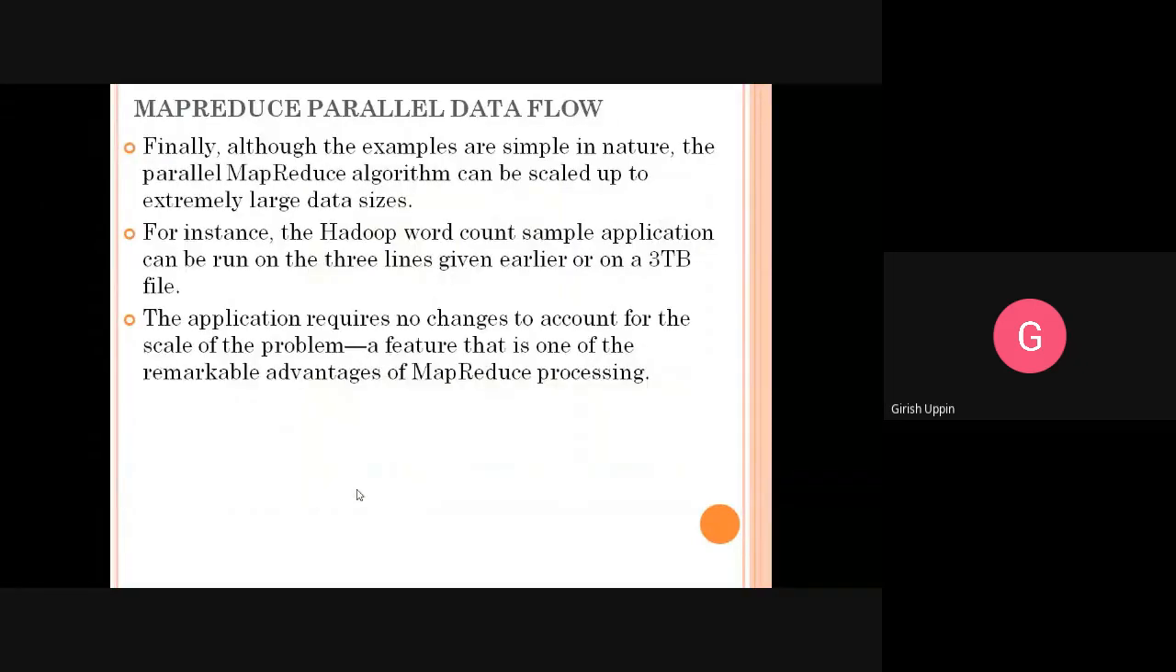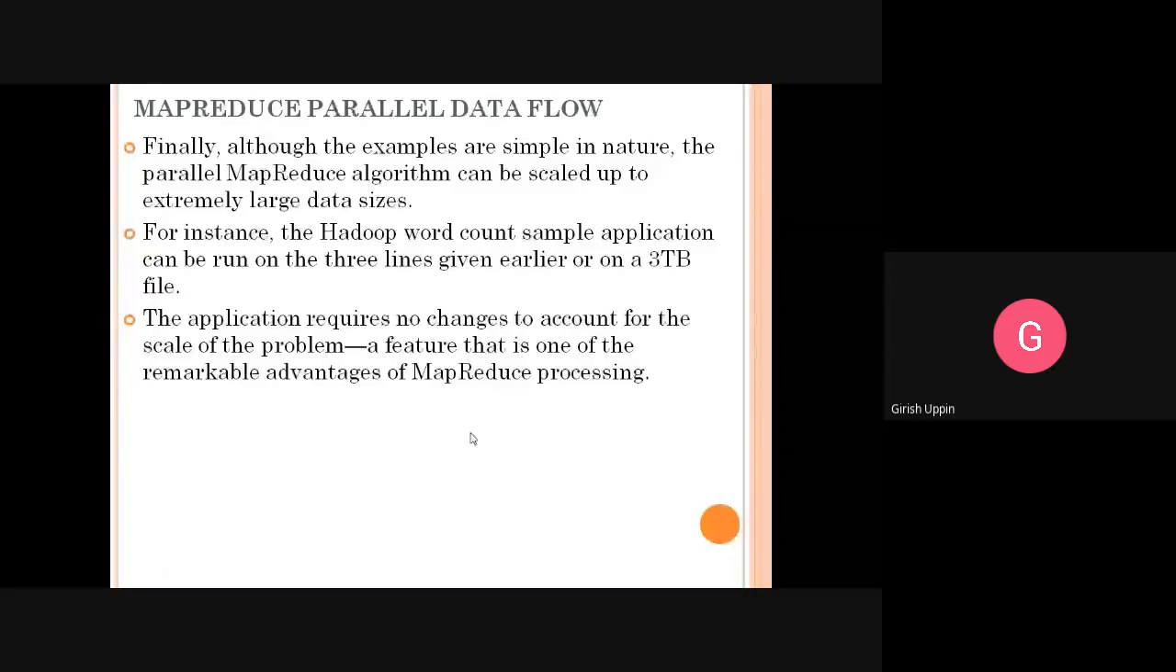Finally, although the examples are simple in nature, the parallel MapReduce algorithm can be scaled up to extremely large data sizes. The concept and the algorithm are exactly the same. For example, the Hadoop word count sample application can be run on the three lines given earlier, or we can have a huge file of 3 terabytes. The application requires no change to account for the scale of the problem.